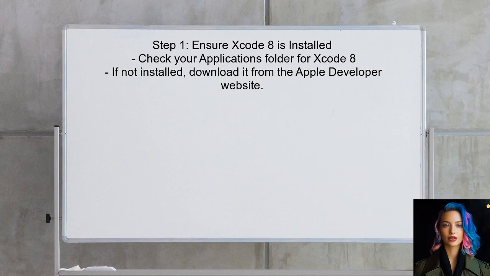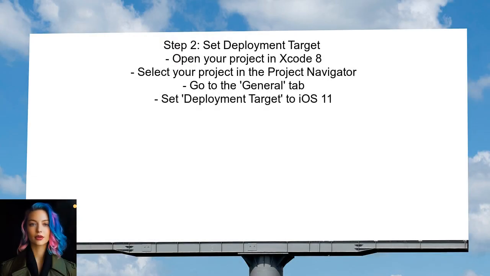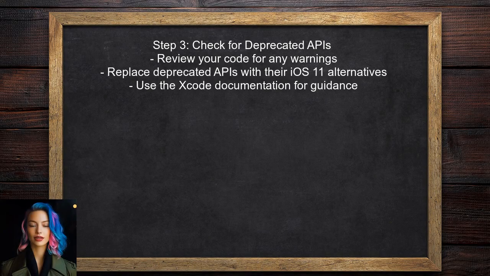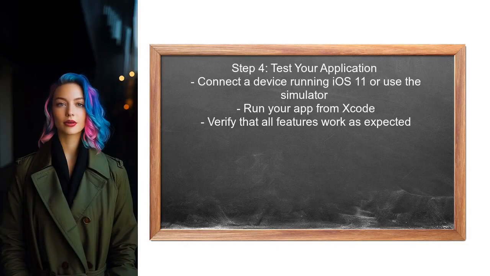This is essential for developing applications compatible with iOS 11. Next, the user needs to set the deployment target for their project. This ensures that the app can run on devices with iOS 11. After that, the user should check for any deprecated APIs in their code. Since iOS 11 introduced new features, some older APIs may not be supported. Finally, the user can test their application on a device running iOS 11 or use the iOS 11 simulator. This will help ensure compatibility and functionality.